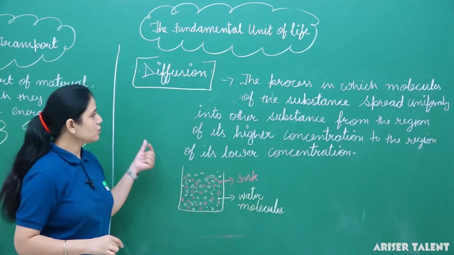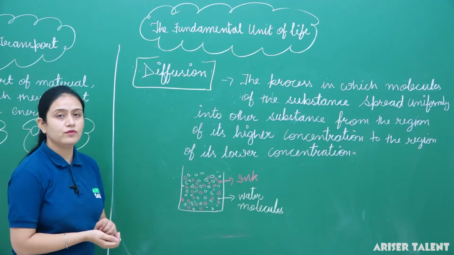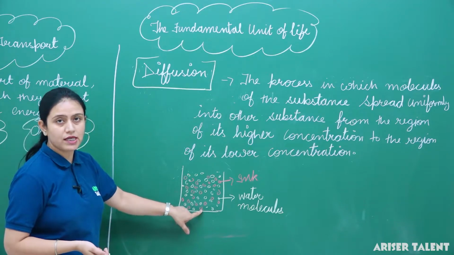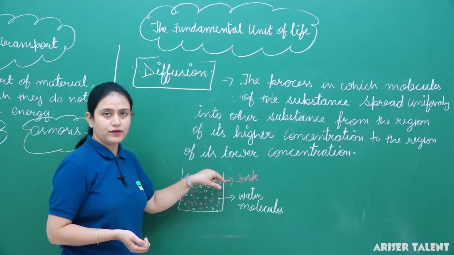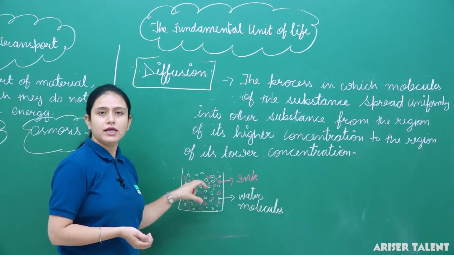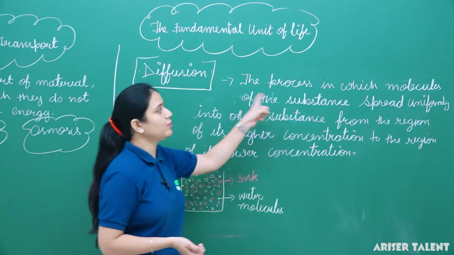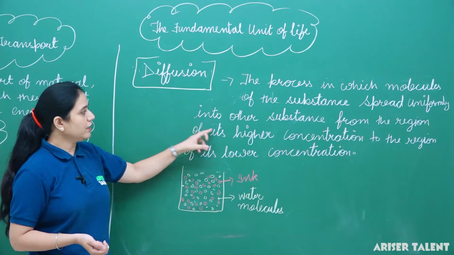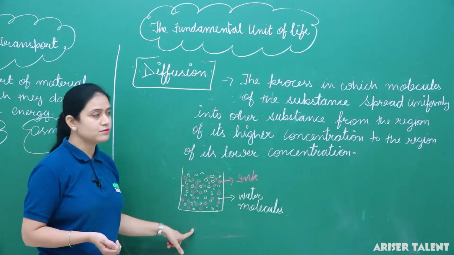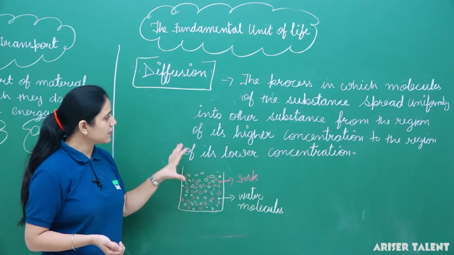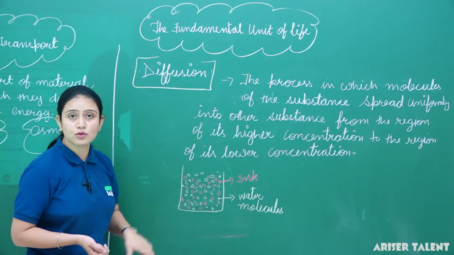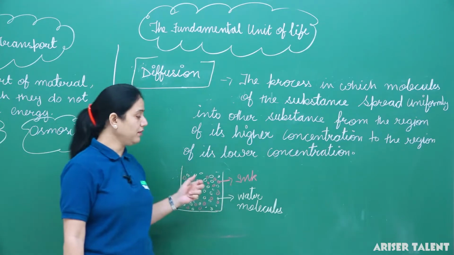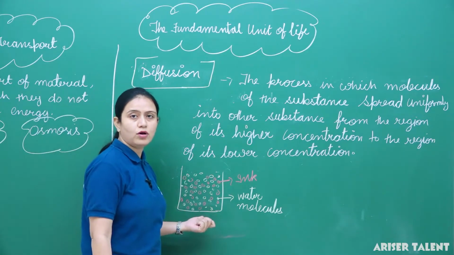Clear? So what is diffusion? The process in which molecules of a substance spread uniformly. Here we can see that once we put the drop of ink, it spreads uniformly in the water. So we can say diffusion is the process in which molecules of a substance spread uniformly into another substance. What is the other substance here? The water. From the region of its higher concentration to the region of its lower concentration. So this is all about diffusion. For the example, we have put an ink drop in the water.